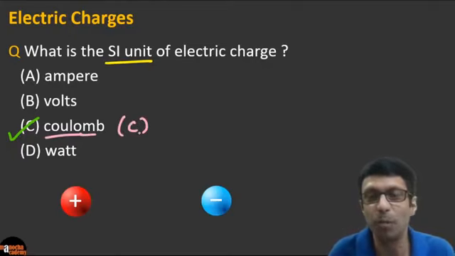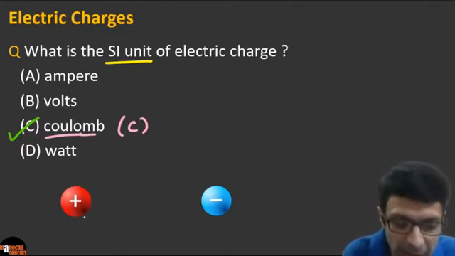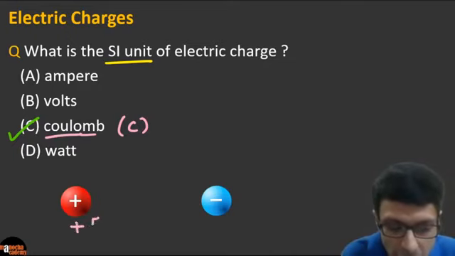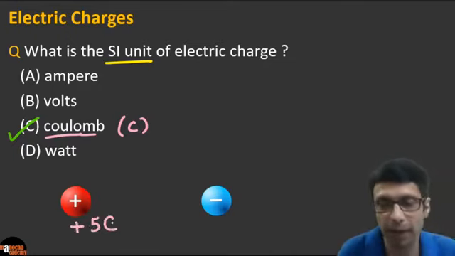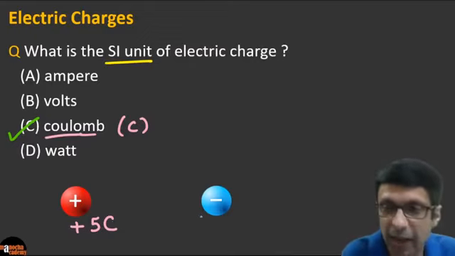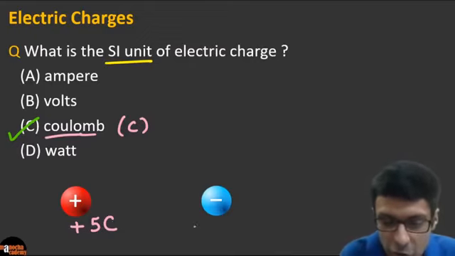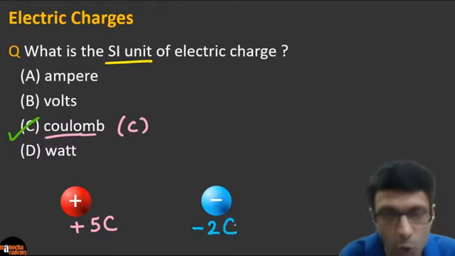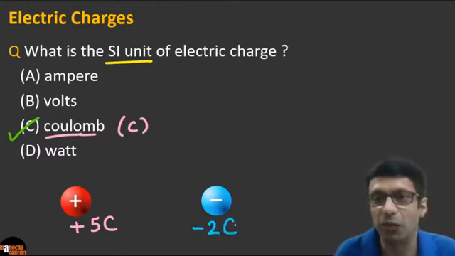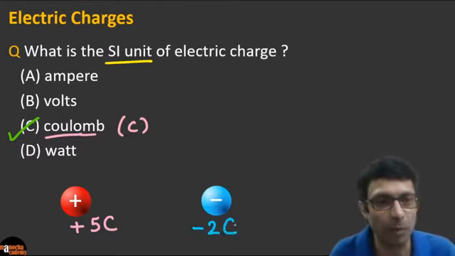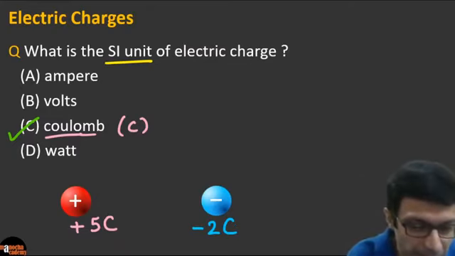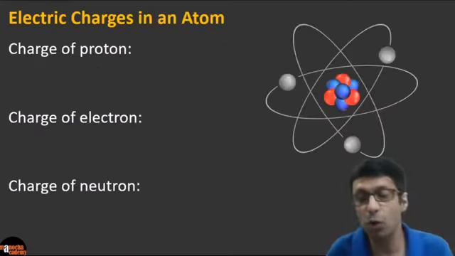So for example, we say this body has a charge of, if it's a positively charged body, we can say this has a charge of +5 coulomb, capital C, right? Let's say this is a negatively charged body. It has a charge of -2 coulomb, where capital C stands for coulomb. Excellent, guys. Very good.